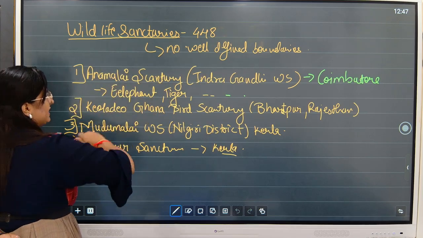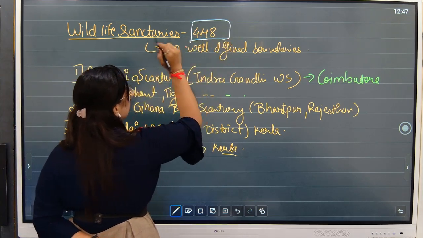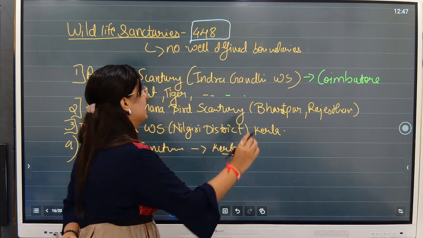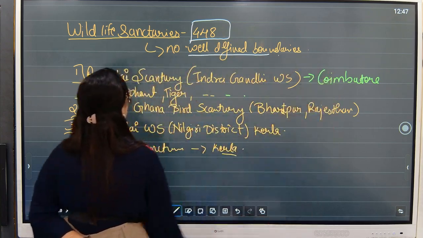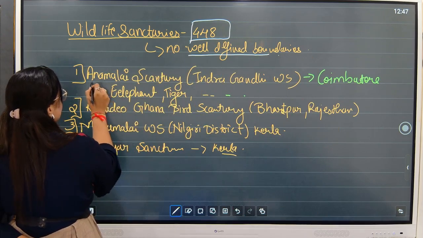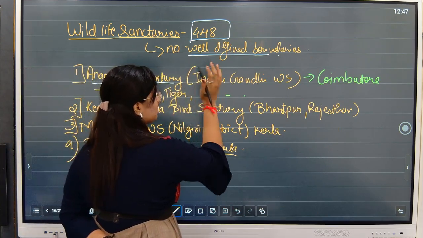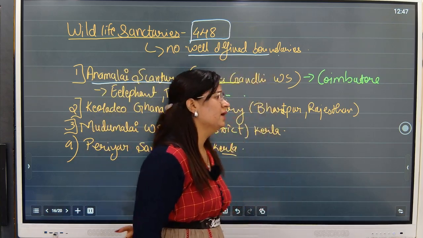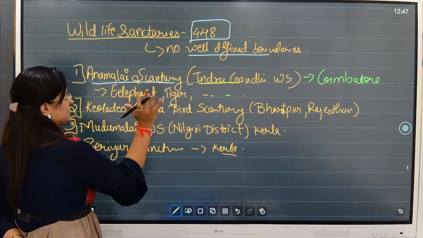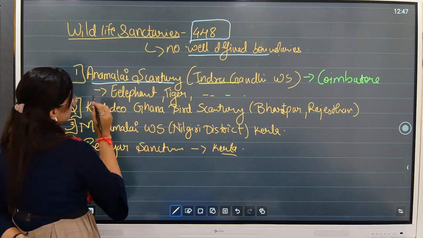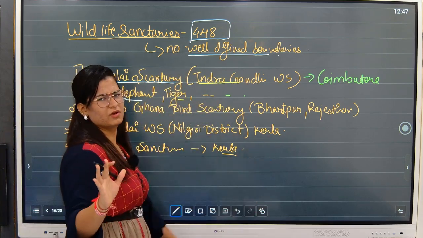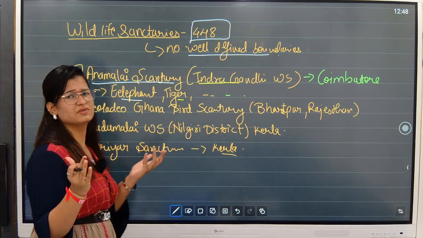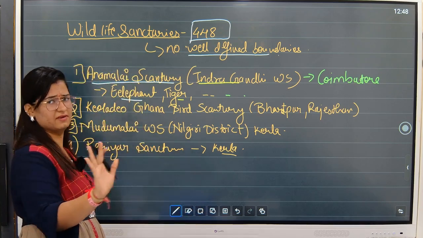Next we have wildlife sanctuaries. We have a total of 448 wildlife sanctuaries, and these do not have any well-defined boundaries. First is Annamalai Sanctuary, which was earlier named Indira Gandhi Wildlife Sanctuary, but now it is called Annamalai Sanctuary, in Coimbatore, famous for elephant, tiger, and all the normal organisms that we have. Here we are just going to look at the names of the wildlife sanctuaries which you have to remember basically. The list is limited, so we can remember that.